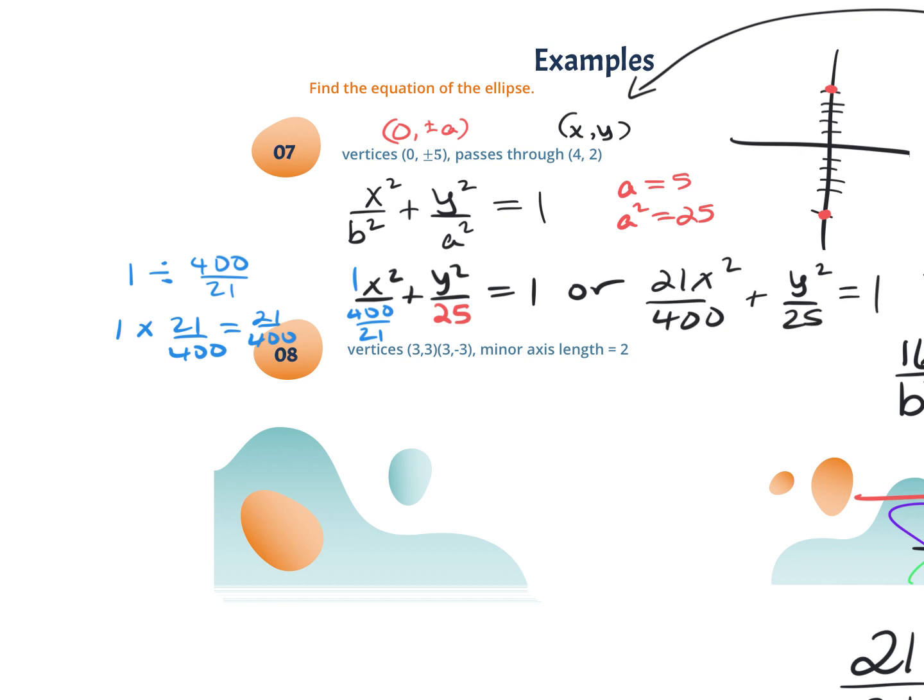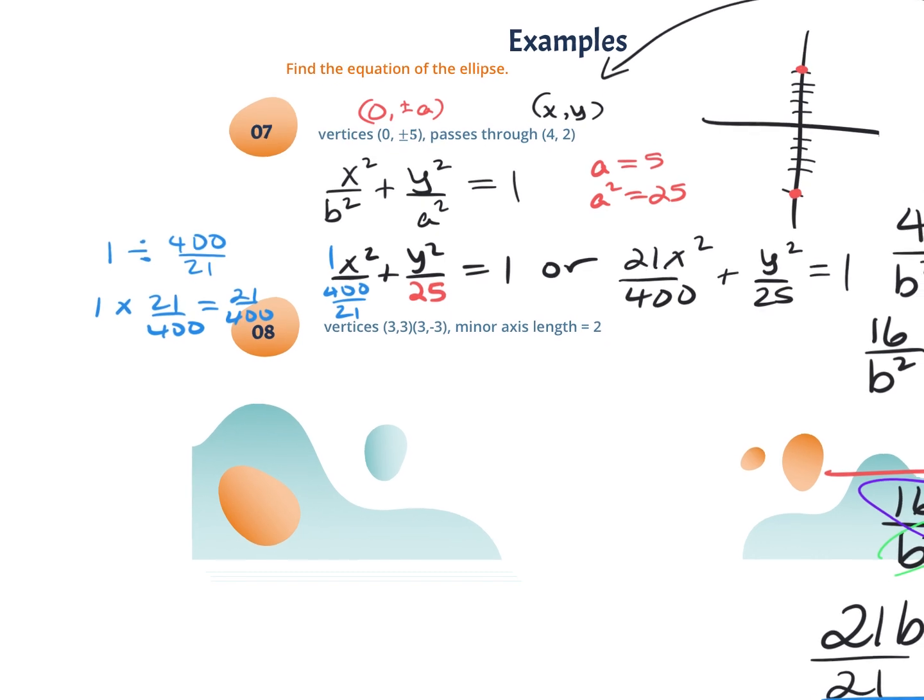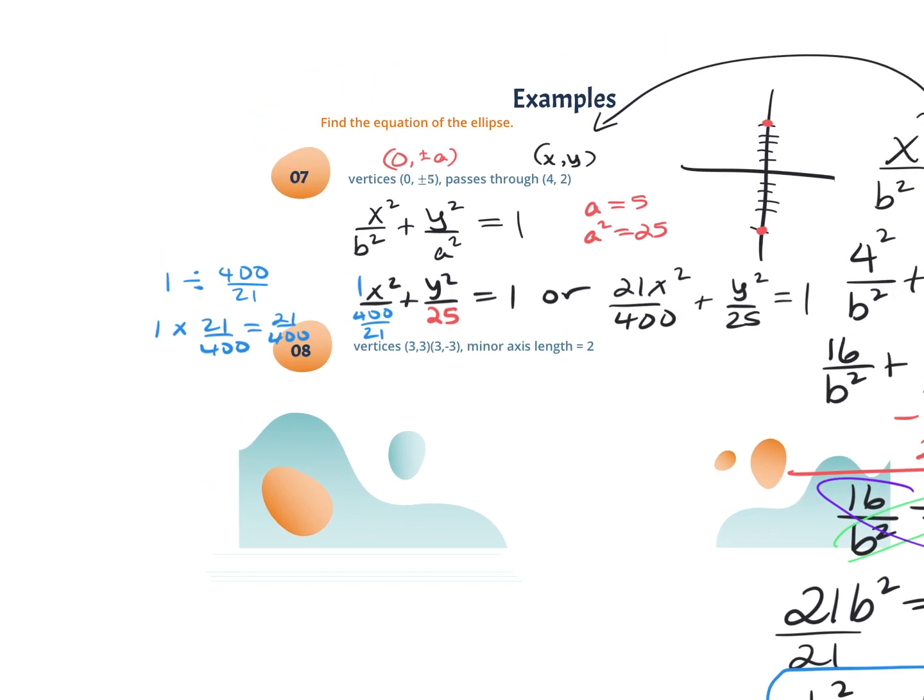So also recognize that this answer is going to be 21x squared over 400 plus y squared over 25 equals 1. So if you get a question like this on WebAssign tonight, know that you're going to have to move the 21 to the bottom to figure out your a squared, b squared. Everybody with me on that? Okay. So recognize both answers here, because on a multiple choice test or a standardized test, both of these answers could be represented the same way.